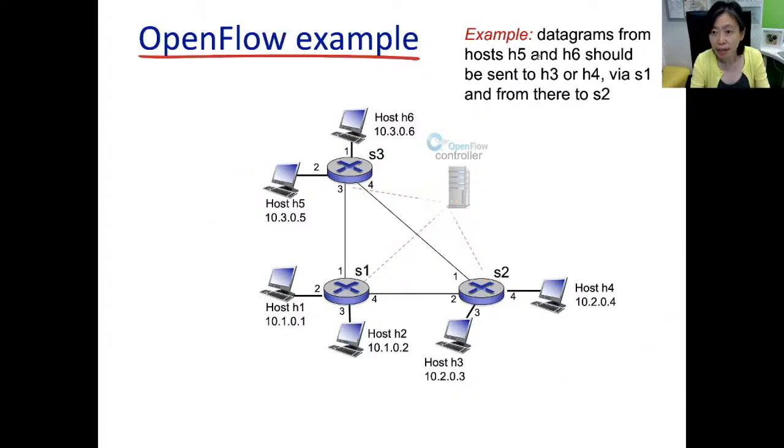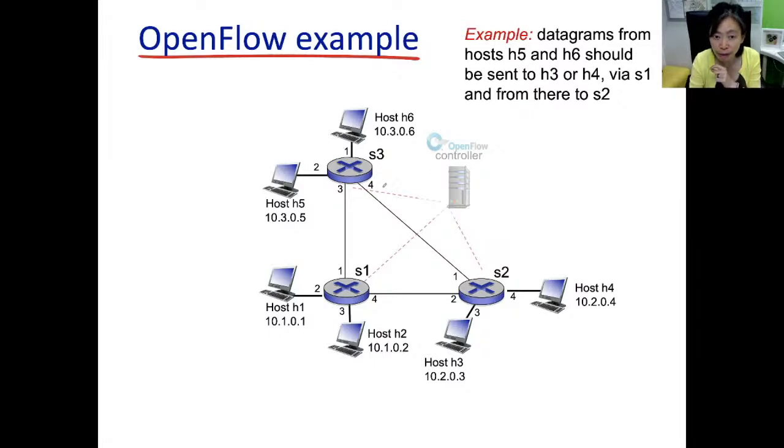A scenario is this: let's send packets from H5 and H6, here and here, from subnet 10.3 to H3 and H4, subnet 10.2, but through a very specific route, from S3 here through S1 and then reaching S2. So yeah, we want this path. Now, the reason we want to do this in SDN is this.